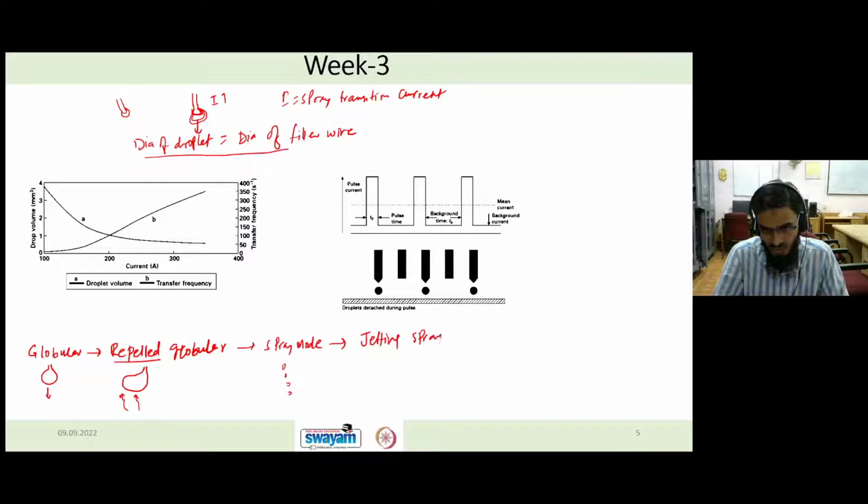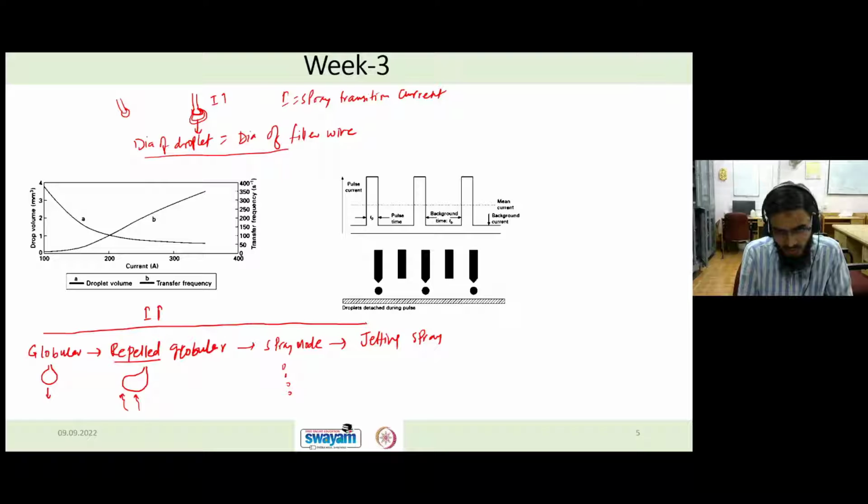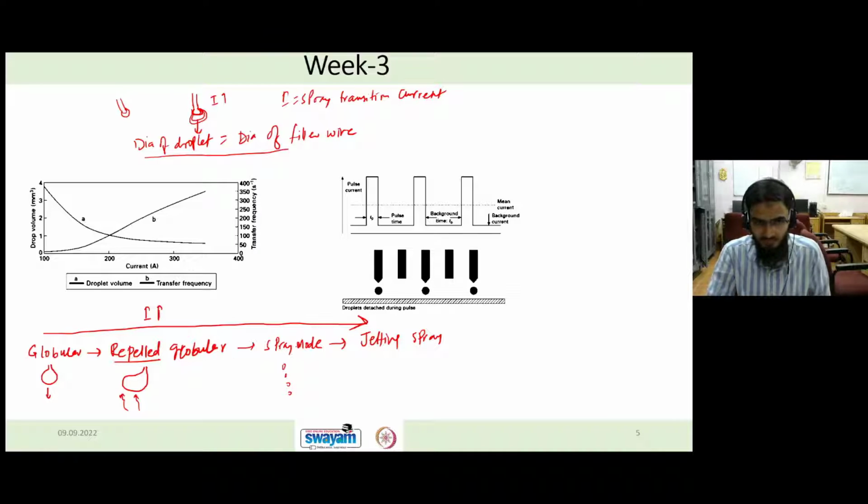So this is how, if you increase the current, the metal transfer mode changes from globular to repelled globular to spray mode to jetting spray mode. Here it is the least current in globular mode, and here it is the highest current in jetting spray. So this is how the metal transfer takes place.